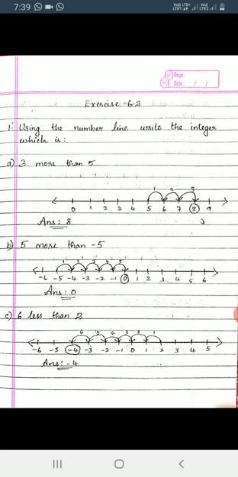Question C, 6 less than 2. So here it is less than. So we will be moving to the left-hand side. From which number? From the number 2. First we will identify where 2 is. From 2 towards the left, how many jumps are we going to make? We are going to make 6 jumps. So from 2, jumping 6 times, we reach the number minus 4. So our answer for the third one will be minus 4.